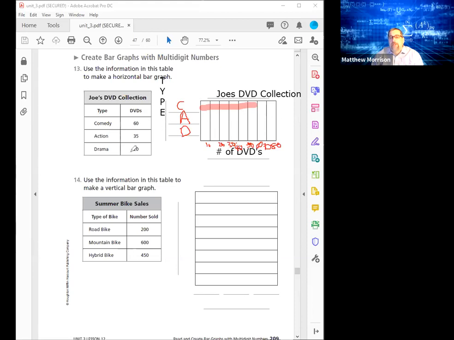Then I come here to drama, the other easy one, right? So drama is 20. Same thing. Start here, go across. Now, the one that's going to be not hard, but we'll say more complicated, is the action, right? 35, so you find 30 and 40, it has to be right in the middle, right? And there we go. Perfect. So this is what yours should look like.